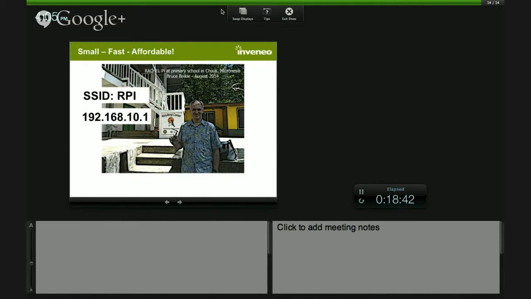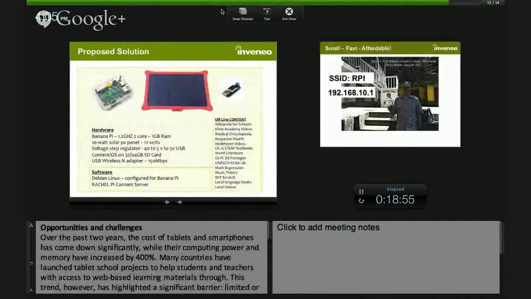Any questions? Yeah, maybe I missed that part, but what content are you distributing now in all of this? Yes, okay. All of this is what's running off the SD card.